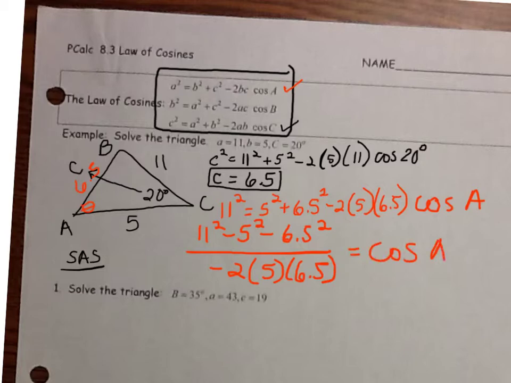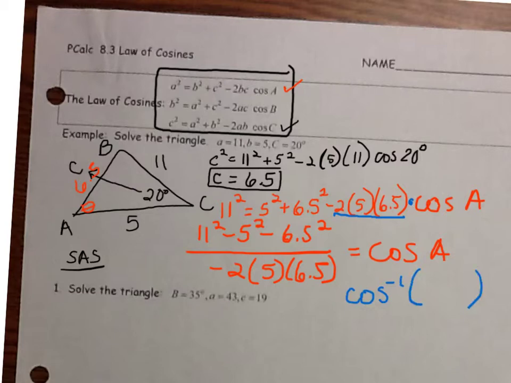Alright, and the reason we're dividing is because up here in the original formula that we wrote down, it's going to be that negative 2 times 5 times 6.5 times cosine A. So that's why that part has to be divided over. Then if you calculate all that, in your calculator we have to do the inverse cosine of that thing we just found.